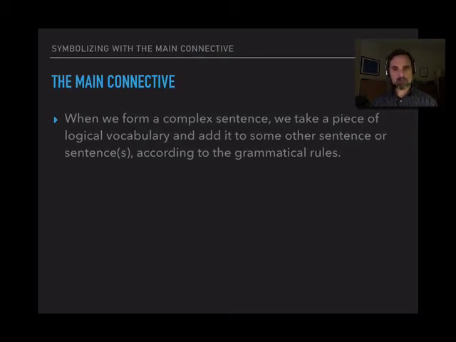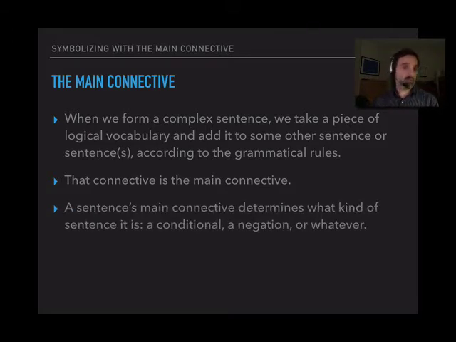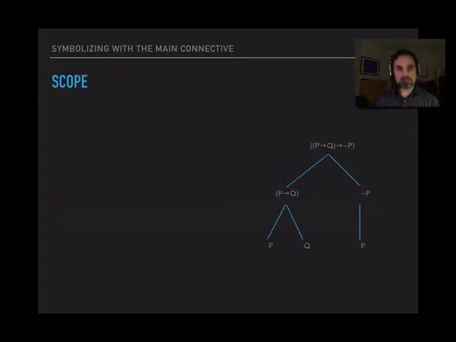When you form a complex sentence, what happens? Well, you take some things that are already sentences and you take a piece of logical vocabulary, a logical operator, and you bang them all together, following the ways that the grammatical rules say that you can. Okay, good. So that logical operator that you add, that's the main connective. And the sentence's main connective determines what kind of sentence it is. So it's a conditional or a negation or a conjunction or whatever. What makes the sentence a conjunction? Its main connective is a conjunction. Its main connective is a conditional, and that makes it a conditional sentence.